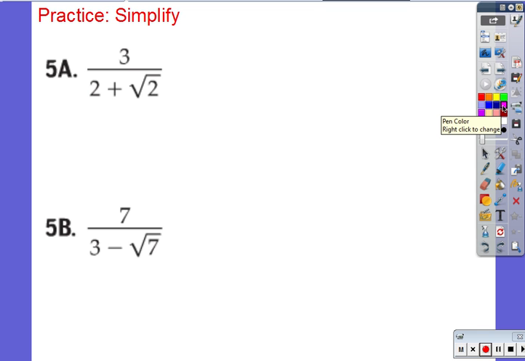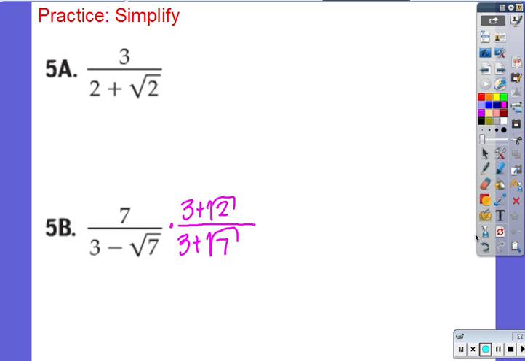and it is on 5B. So what is our conjugate for 5B? Yes, don't make it hard. It's whatever's in the denominator. So 3 plus the square root of 7. 3 plus the square root of 7. Oops, I put a 2. Now on top we have to distribute. If it helps you to put parentheses around that, do it.